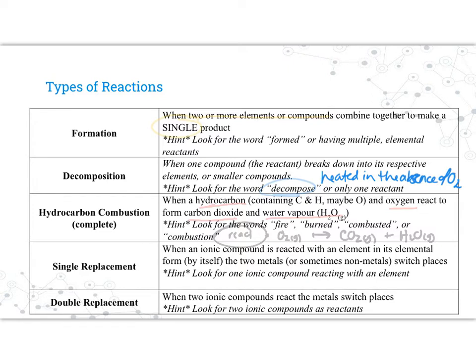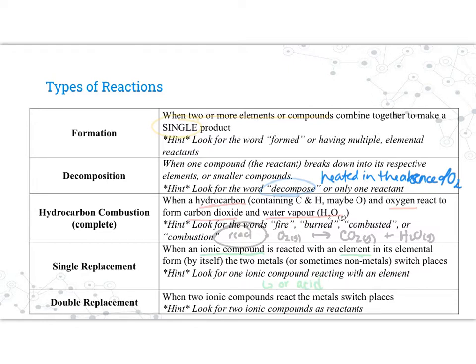For a single replacement reaction, we have one ionic compound reacted with an element, and then either the metals or the non-metals, whatever kind of element it's being reacted with, switch places. So a single replacement, look for one ionic compound reacting with an element. This ionic compound can also be an acid. Can't be molecular, but it could be an acidic compound as well.